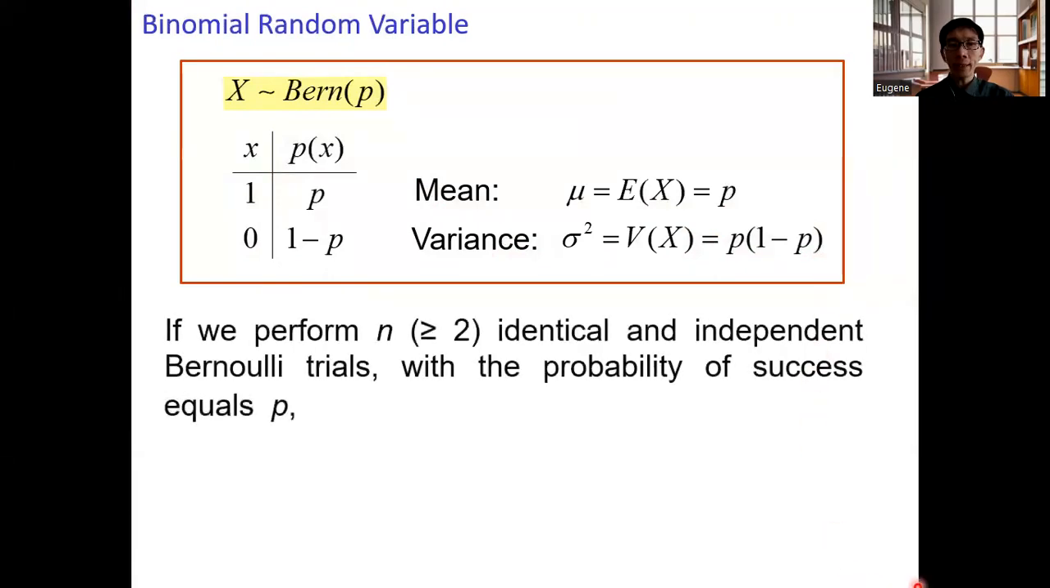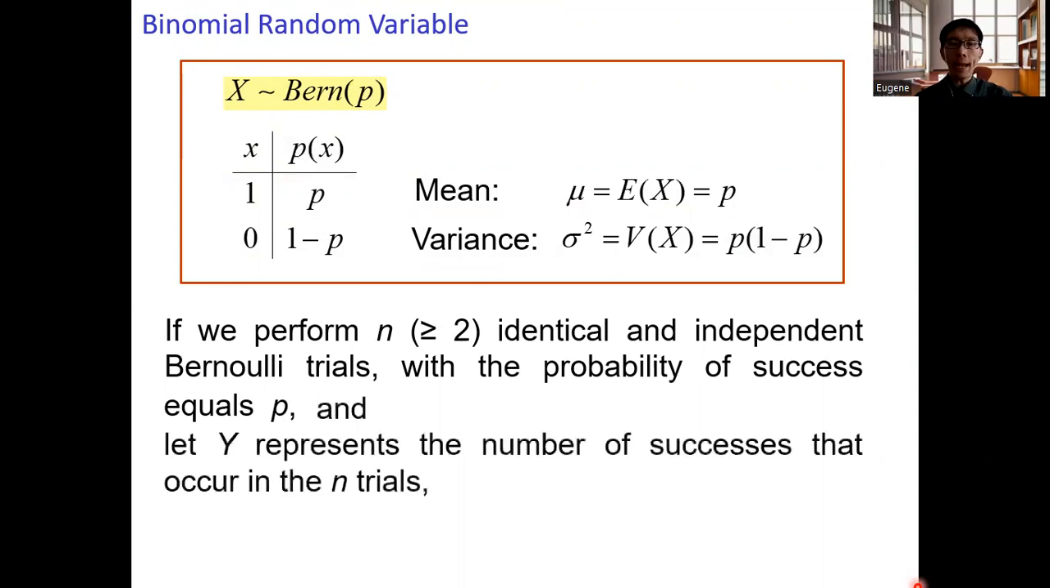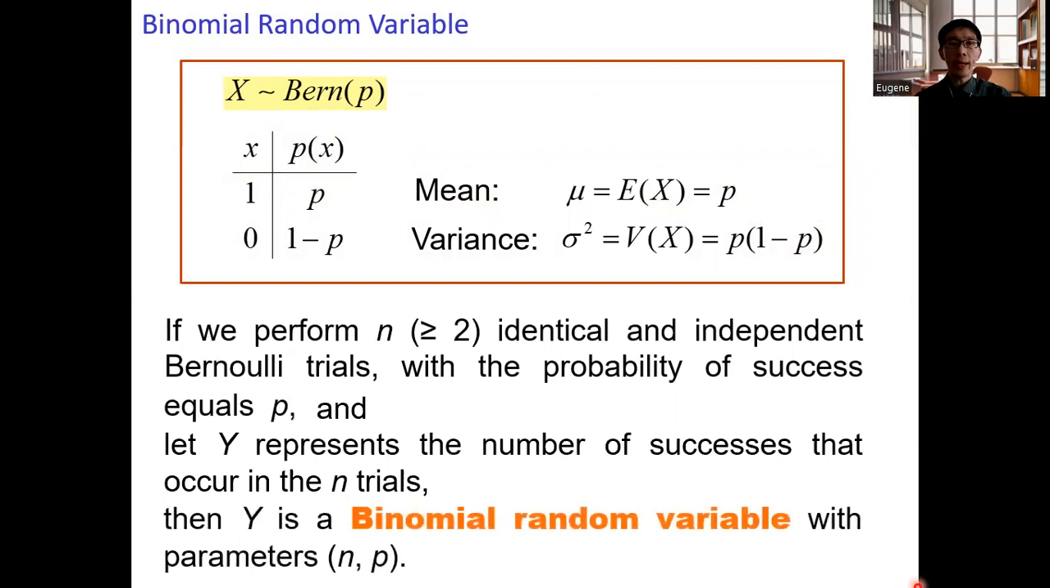If we perform n, where n is at least 2, identical and independent Bernoulli trials with the probability of success equals p for every trial, and let y represent the number of successes that occur in the n trials, then we say that y is a binomial random variable with parameters n and p.